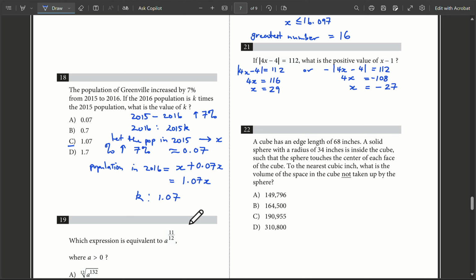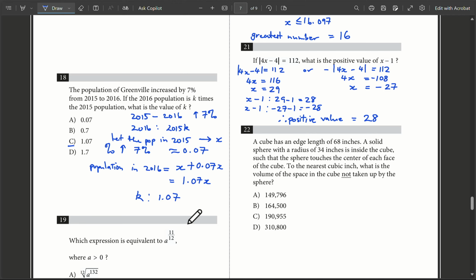All right, so now we have x minus 1. The value of x here is 29, so that's 29 minus 1, that gives us 28. And then on the other end, we have x minus 1, and we got minus 27 minus 1, and we get negative 28. So the positive value that we're looking for, the positive value of x minus 1, is 28.